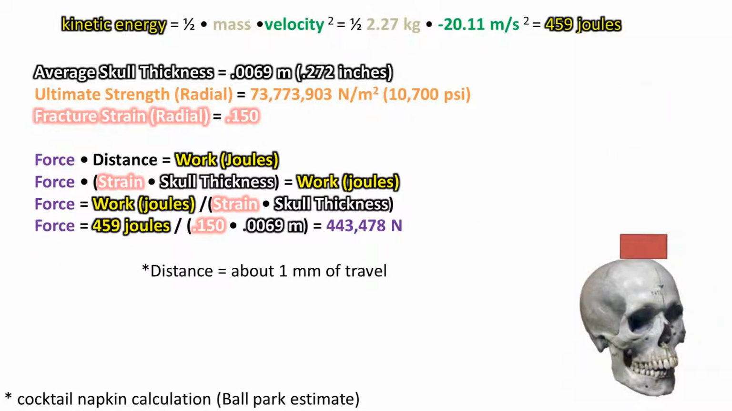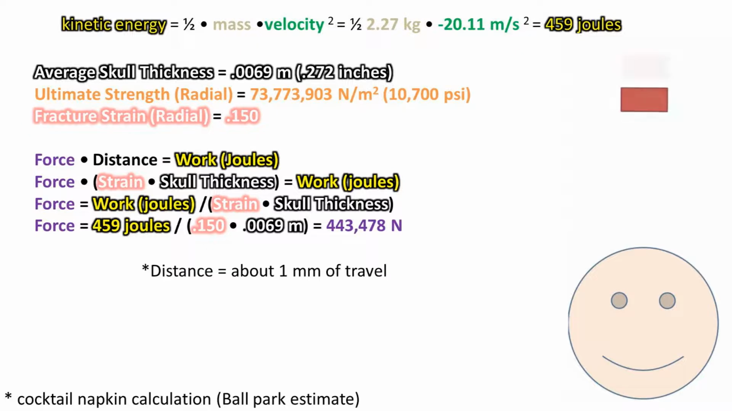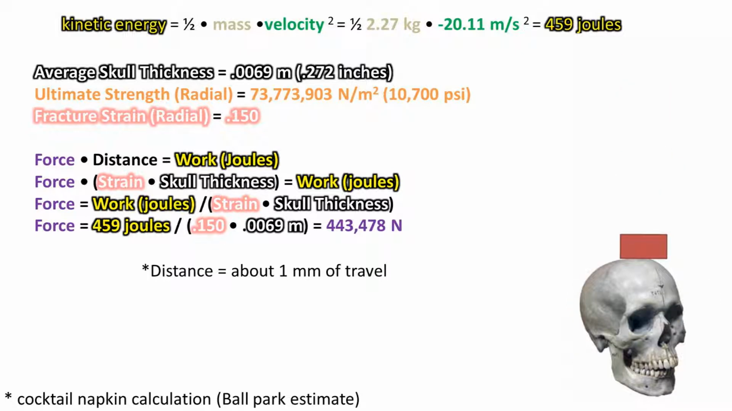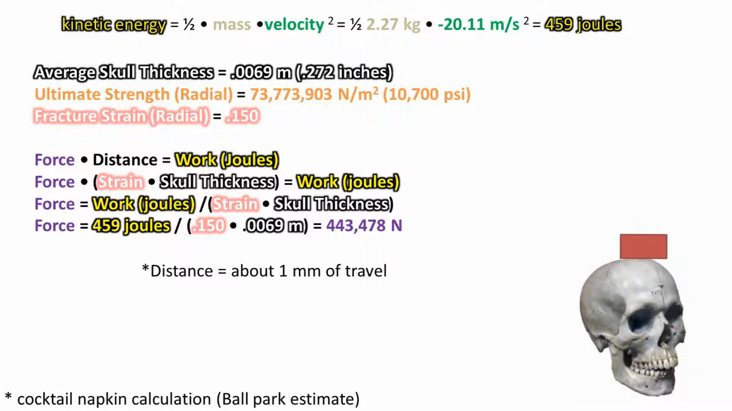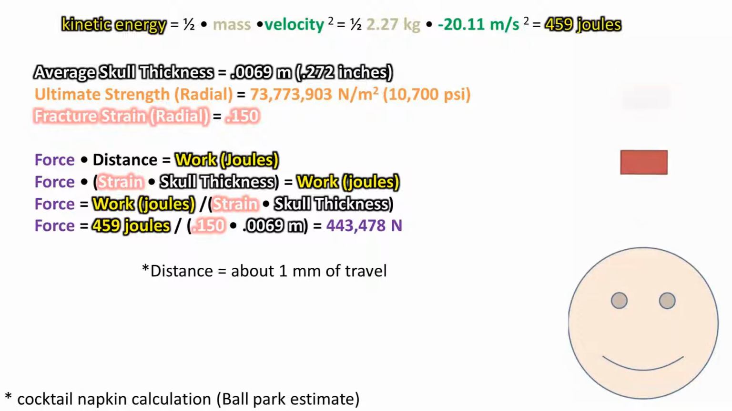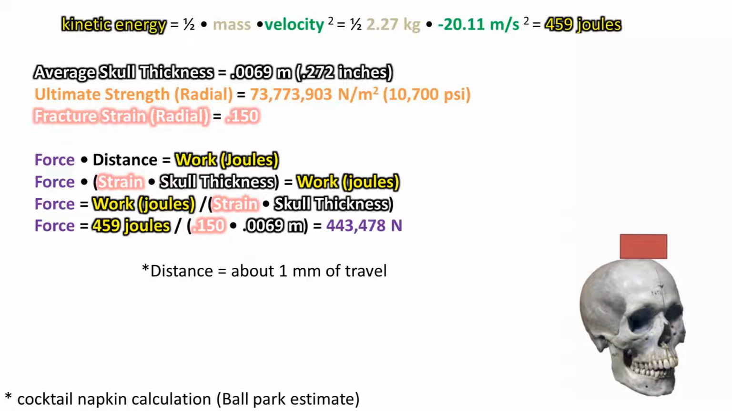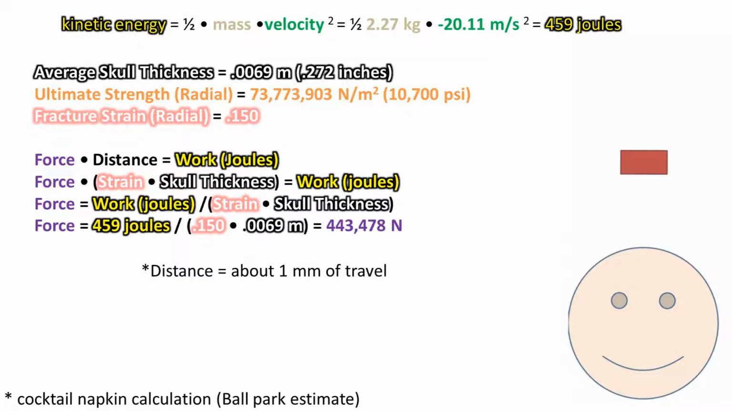Plugging in all of our values, we get a force of 443,000 newtons. This is the average force dissipated over the fracture distance. The fracture distance works out to be about 1 millimeter, in case you're wondering. And also just keep in mind that this is a rough calculation.